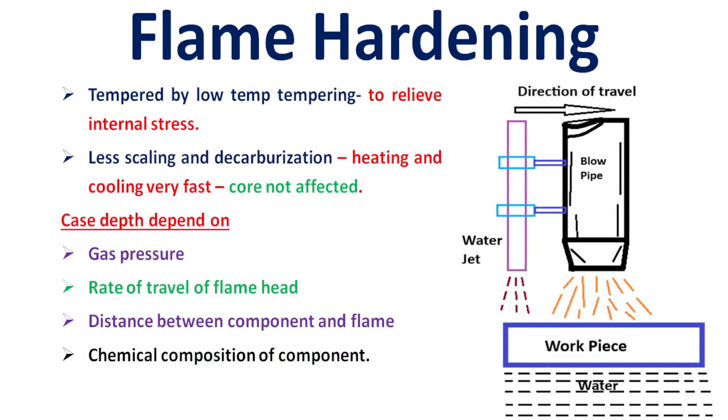After quenching, we want to relieve the internal stresses from the surface of the material. These internal stresses are relieved by the tempering process, a low temperature tempering at around 150 to 200 degrees Celsius. This process has less scaling and decarburization, since there is no diffusion of carbon and nitrogen.